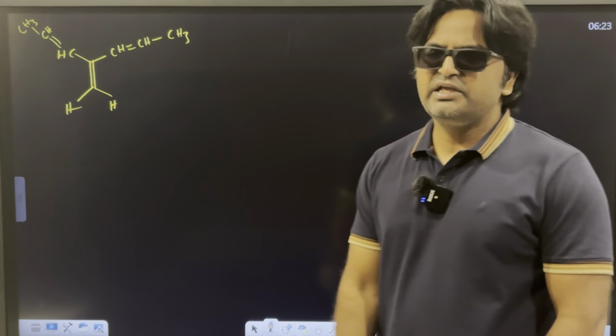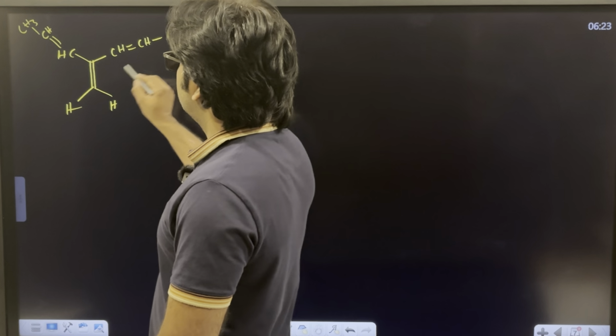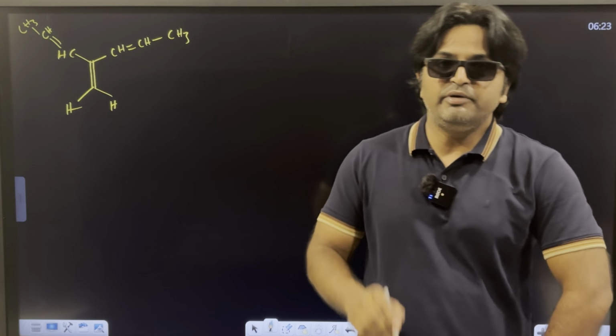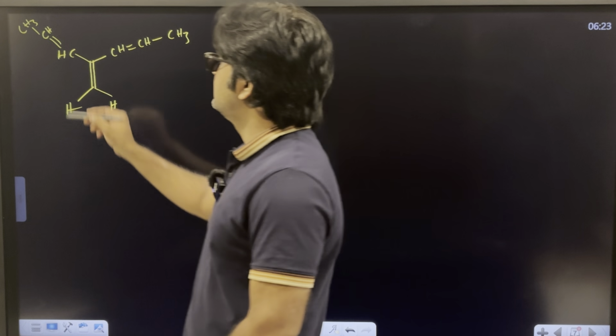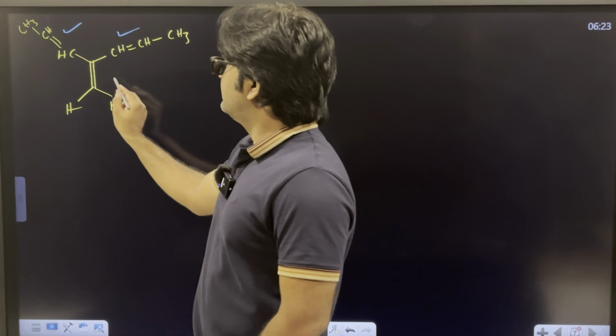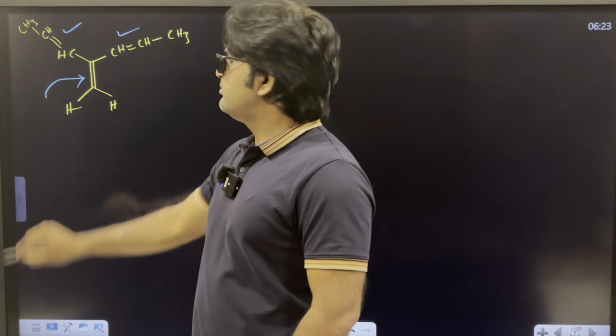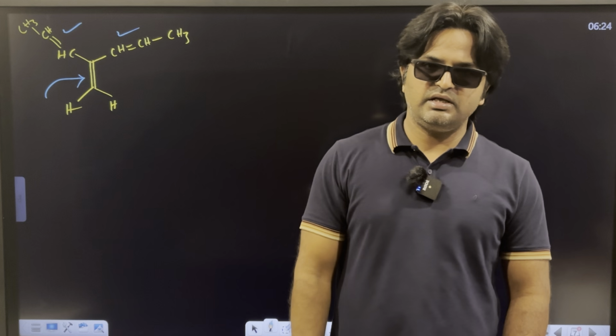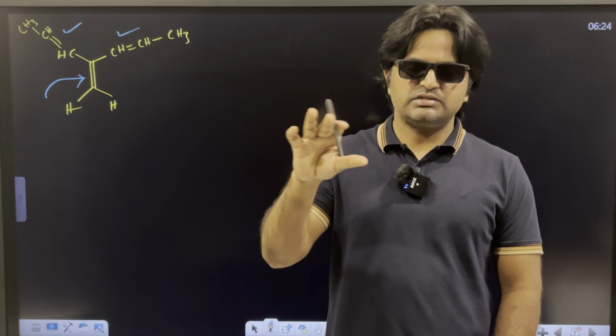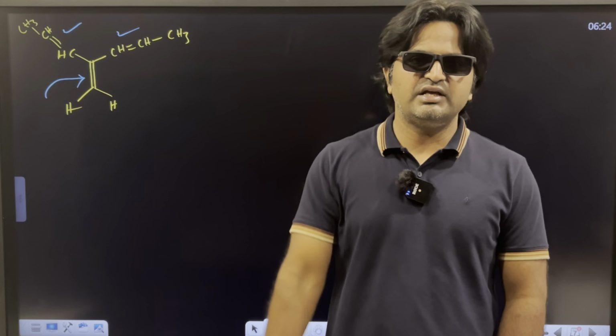Here we are not applying any formula. Just look at this one: among 3 double bonds, how many double bonds will show geometrical isomerism? This one as well as this one. But here geometrical isomerism is not possible. With this double bond, we cannot produce geometrical isomers. Two double bonds will show geometrical isomerism.